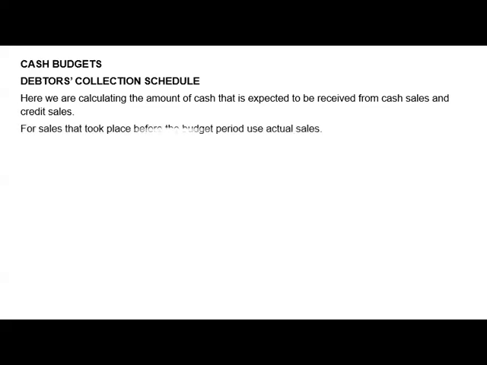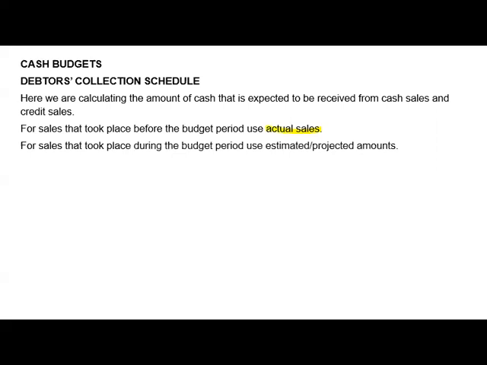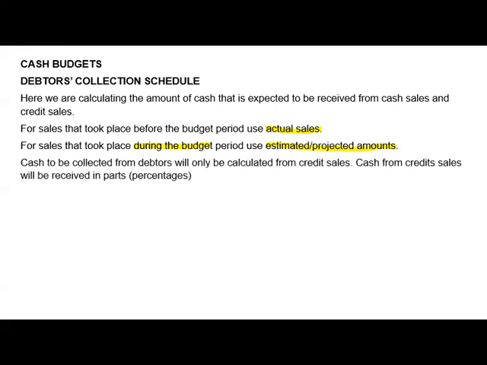For sales that took place before the budget period, we are going to use actual sales. And for sales that took place during the budget period, we use the estimated or projected amount. Please note, cash to be collected from debtors will only be calculated from credit sales. I mean, we cannot say we are collecting cash from debtors when it's not credit sales. It has to be credit sales.